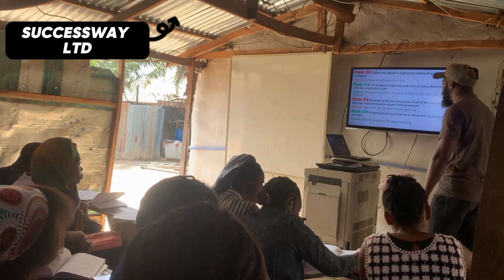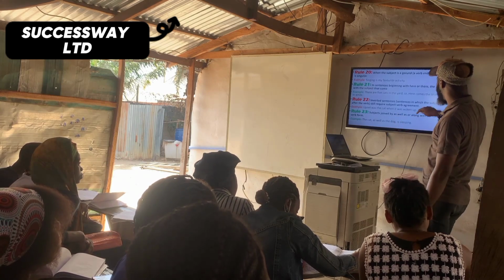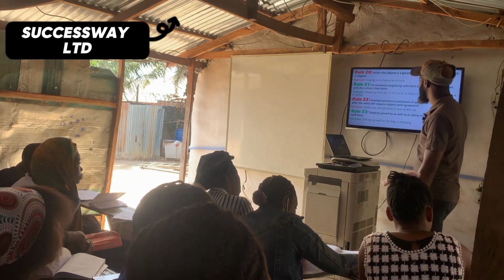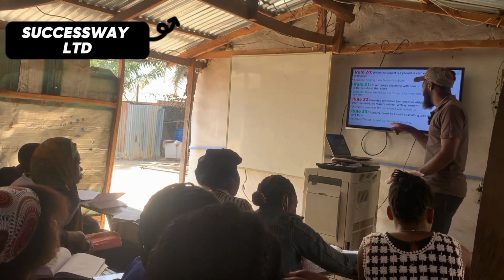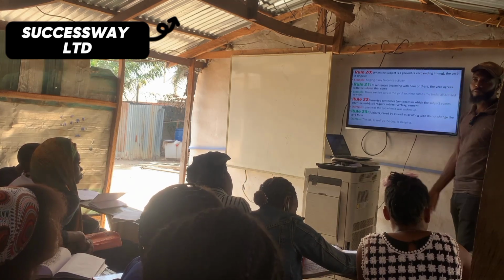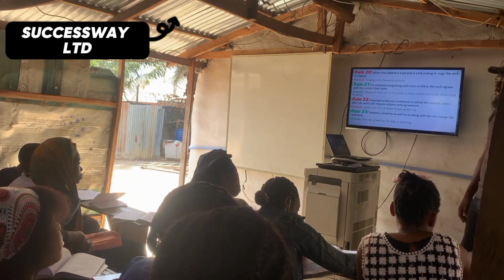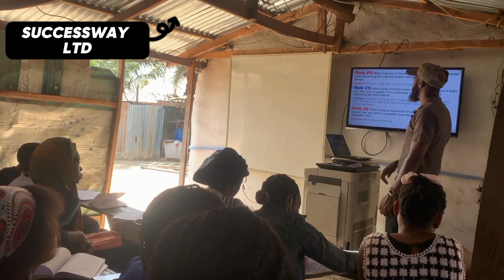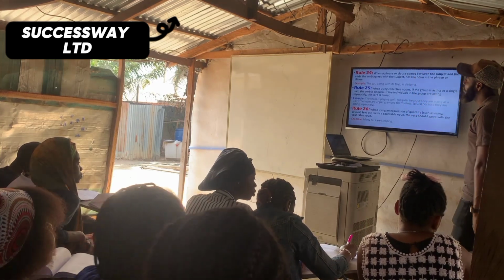So subjects joined by as well as or along with do not change the verb form. The cat as well as the dog is sleeping, right? The cat as well as the dog is sleeping. Now, rule 24.